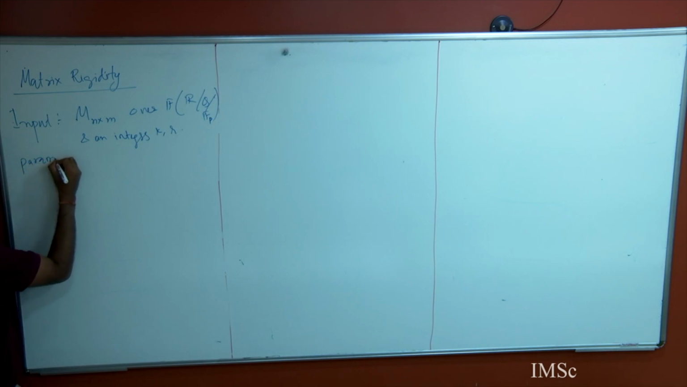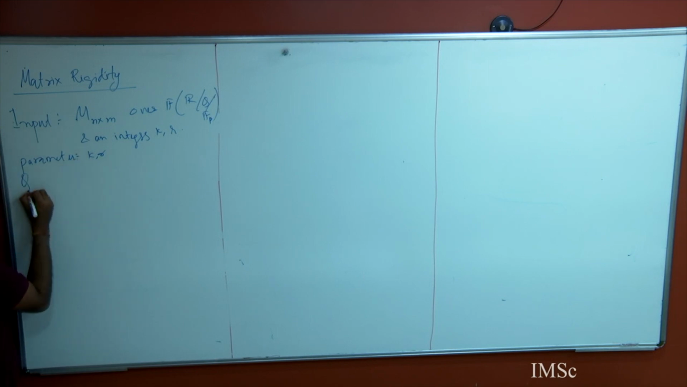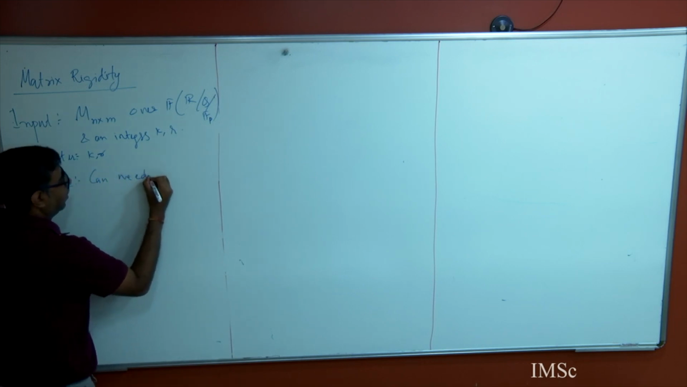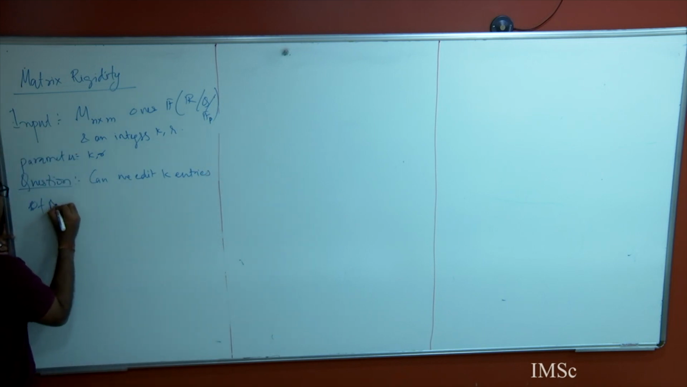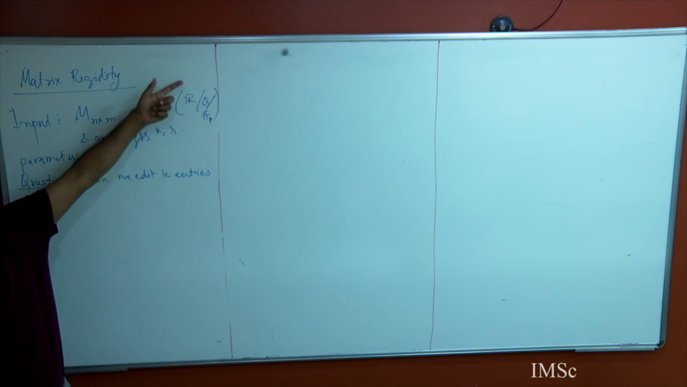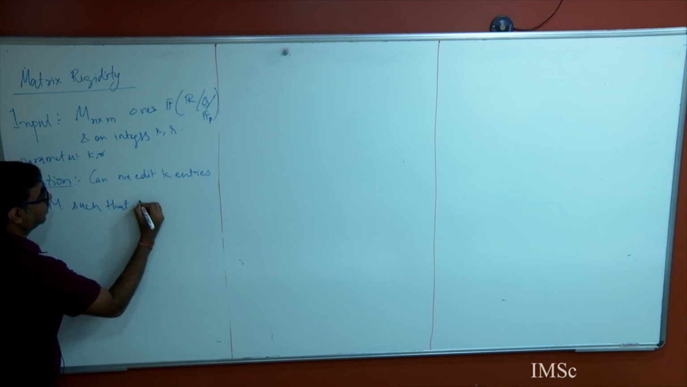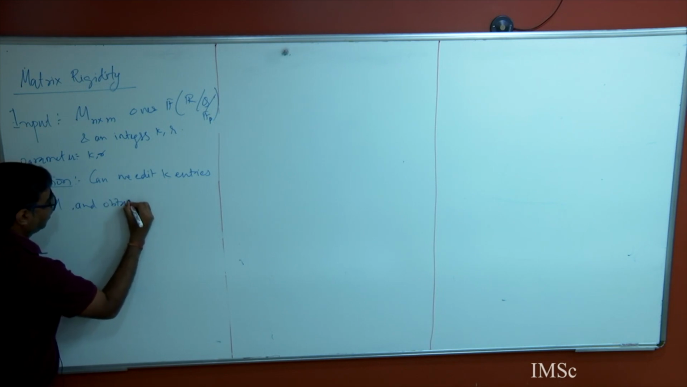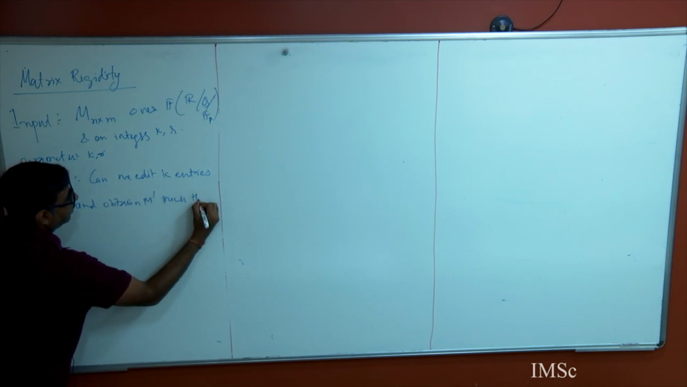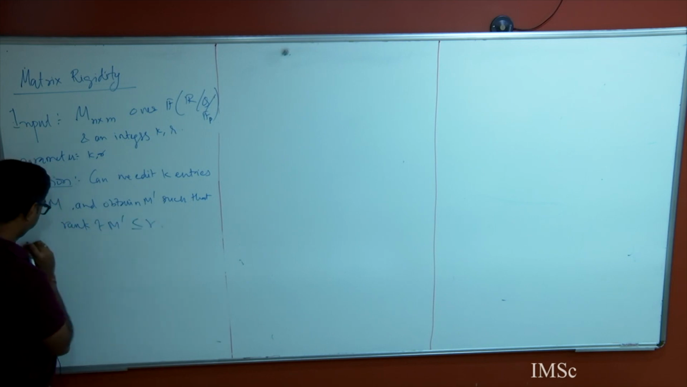Parameter is say K and R both. Question: can we edit K entries of M? By edit I mean, can I change some K entries of M and obtain M prime such that the rank of M prime is at most R.